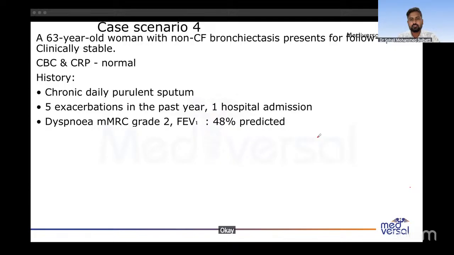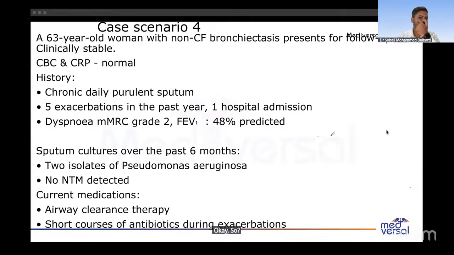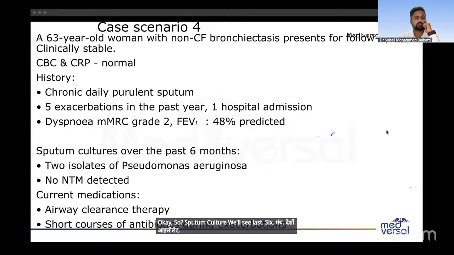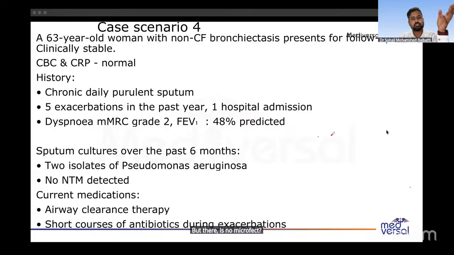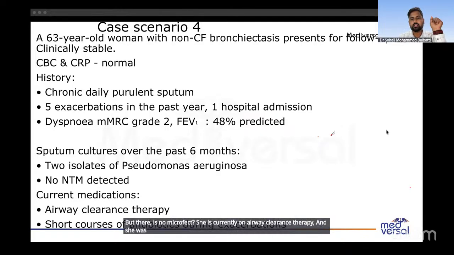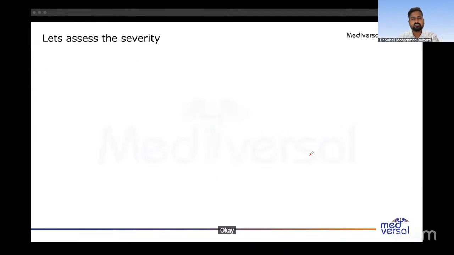Okay. So the sputum culture over the last 6 months shows 2 isolates of Pseudomonas aeruginosa, but there is no non-tuberculous mycobacteria. That was also sent. She is currently on airway clearance therapy, and she was given a course of antibiotics during exacerbation. Okay. So how do you assess the severity? We have scoring. So let us assess the severity.